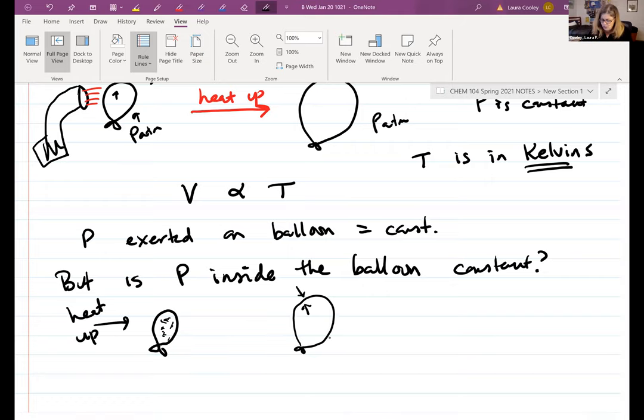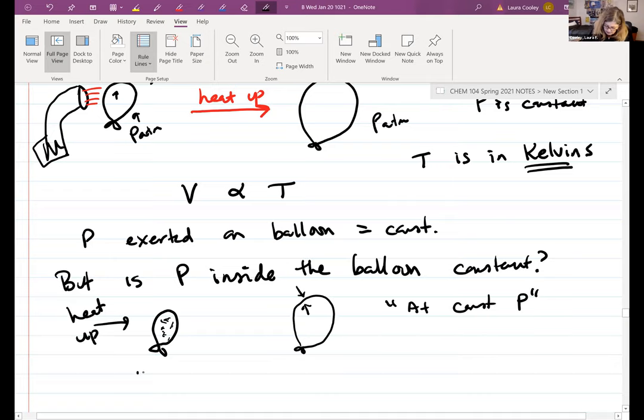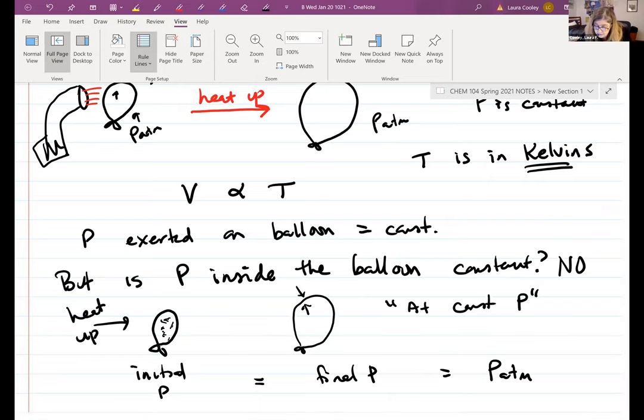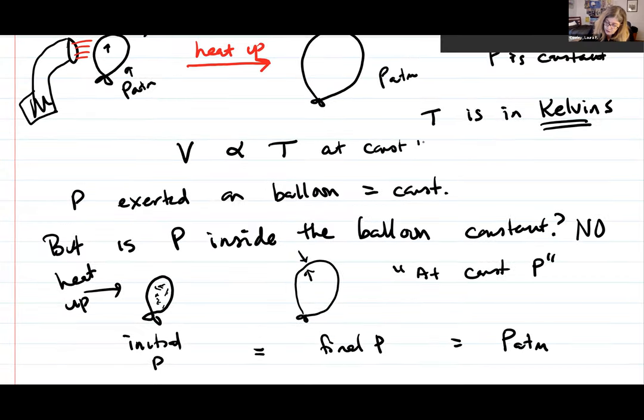because you've increased the volume, the pressure's gone down. So we say this is at constant pressure because the initial pressure is equal to the final pressure, which is equal to the atmospheric pressure. But I don't want you to get the impression that the pressure inside the gas stays constant. It does not, but that doesn't mean that this law is invalid. V is proportional to T at constant pressure. And what that means is the pressure is the same at the beginning and the end. Or you could think about it as the constant of the atmospheric pressure.